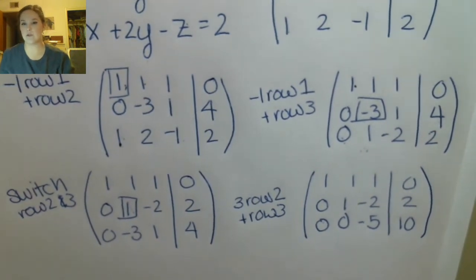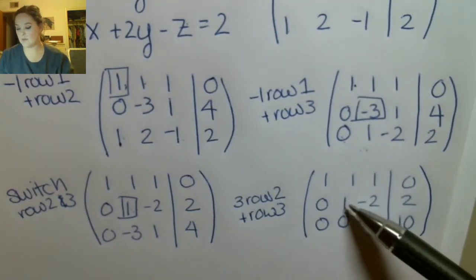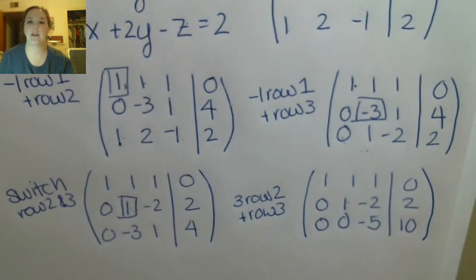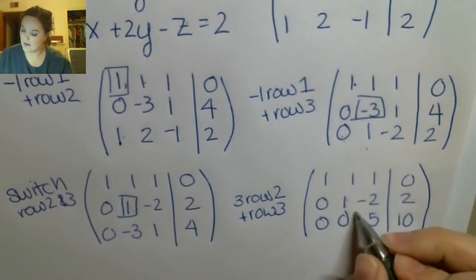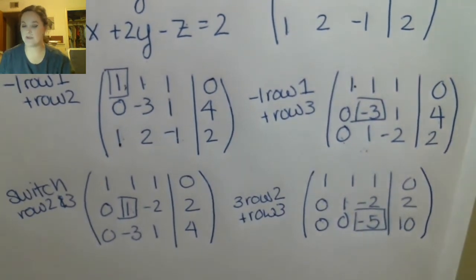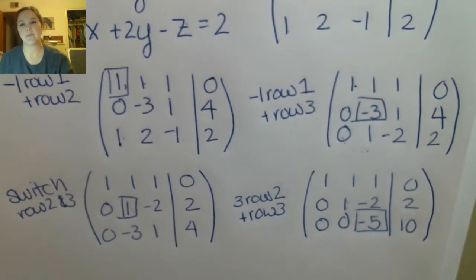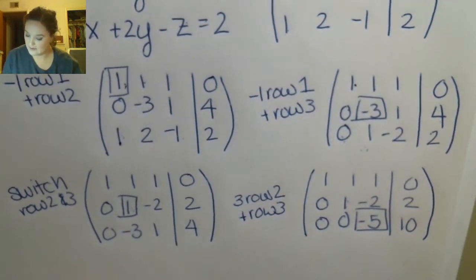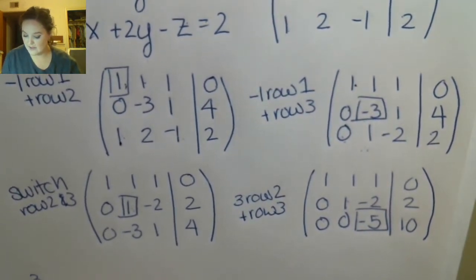All right. So now you can see in our second column we have 1 on the diagonal and 0 below it, which means we're done with the second column. Okay, so now we're going to move on to our last diagonal position, which is this one. And we are going to use division to make this into a 1. So I'm going to take row 3 and divide it by negative 5.